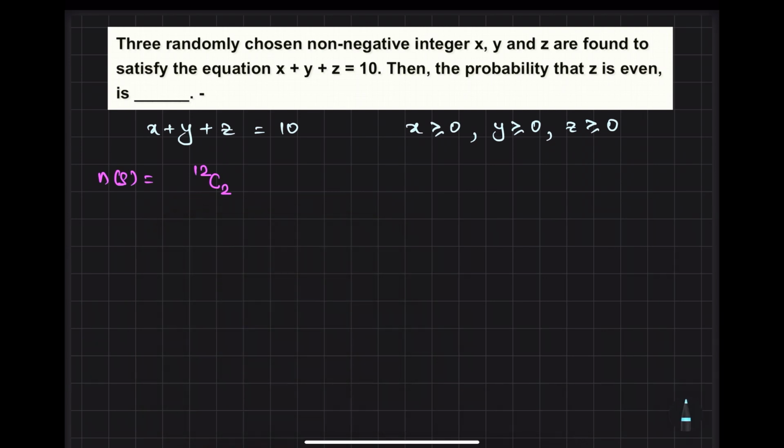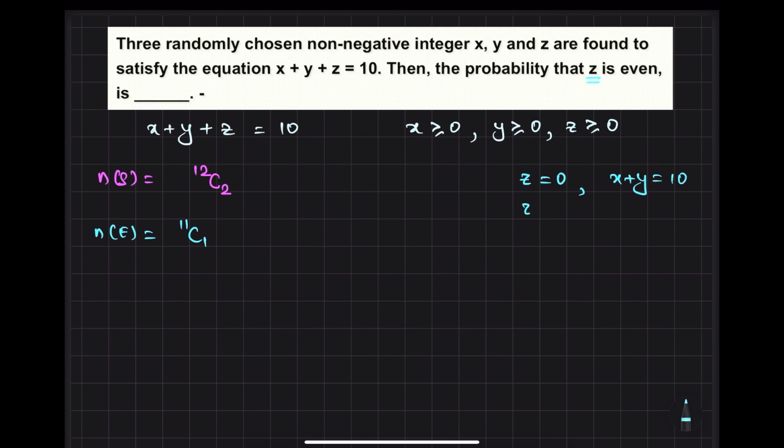Now let's find out the number of favorable ways. They want z to be even. So z can be even in this many cases. Suppose z is 0. Then x plus y would be 10. Now we have to distribute 10 samosa to 2 people. So we will ask for sticks. How many sticks? One less than the number of persons. The number of persons is 2, so we will ask for 1 stick. So it is 11, and then we select our stick: 11C1.